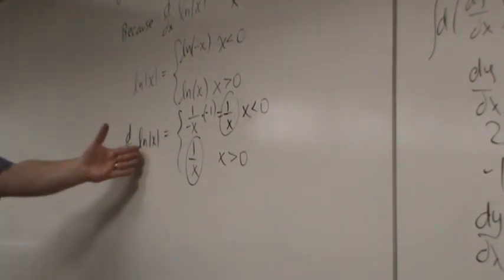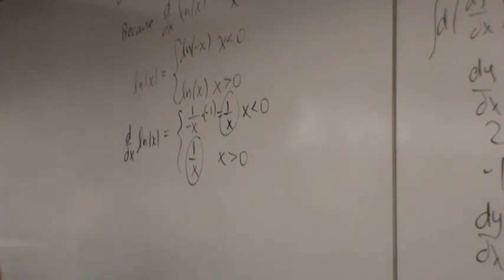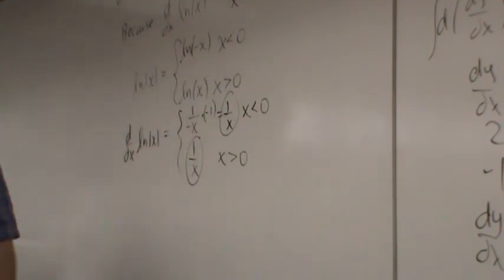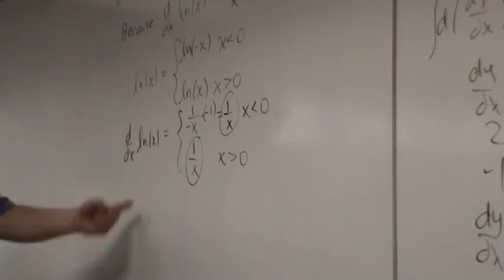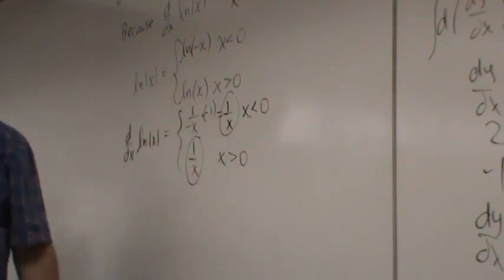And so since the derivative of the log natural of the absolute value of x is 1 over x, that means the antiderivative of 1 over x is the log natural of the absolute value of x. Does that make sense? Hoping so. When you take the derivative of the log natural of the absolute value of x, whether x is positive or negative, you get 1 over x.